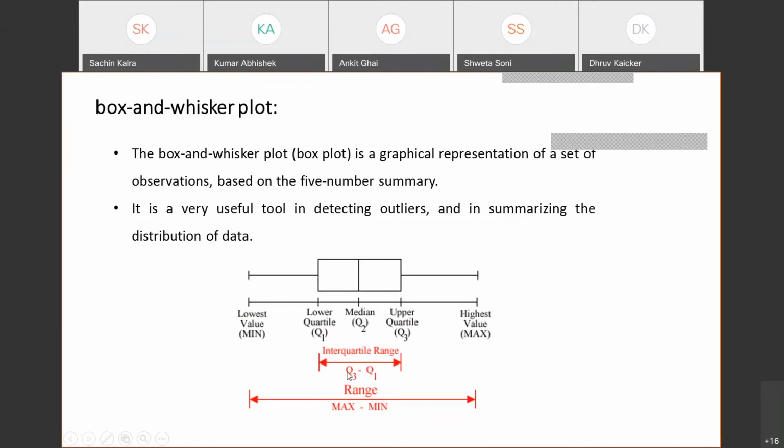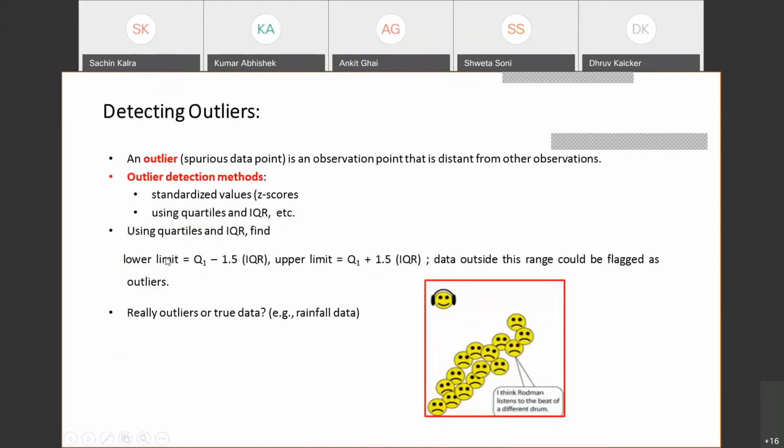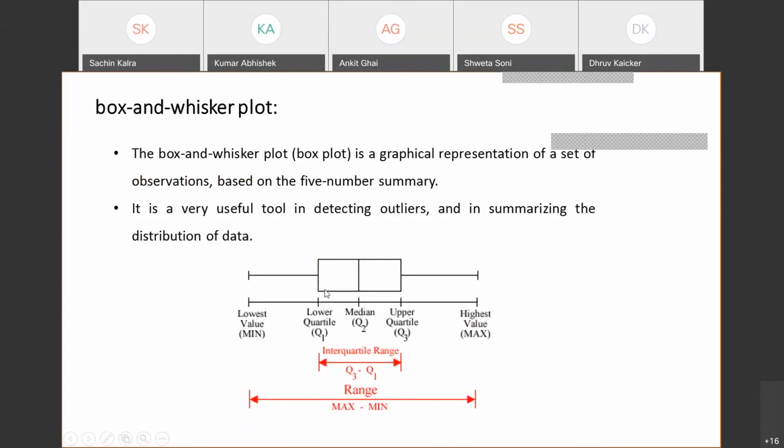Since we saw the formula as well, what was that formula for the lower limit? Quartile 1 minus 1.5 times IQR, I think it will lie here. And quartile 3 plus 1.5 times IQR, I think that will lie here. And whatever values are beyond that will be considered outliers.